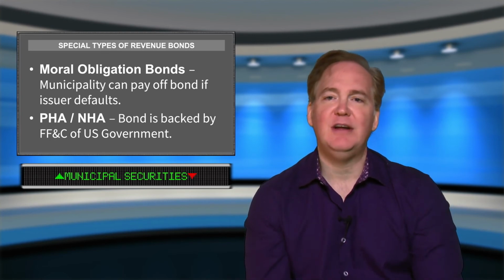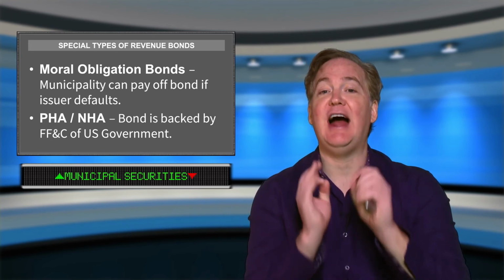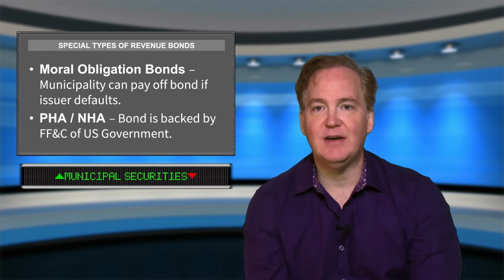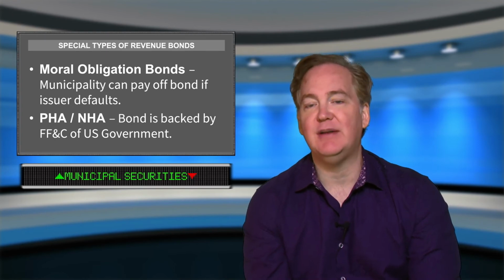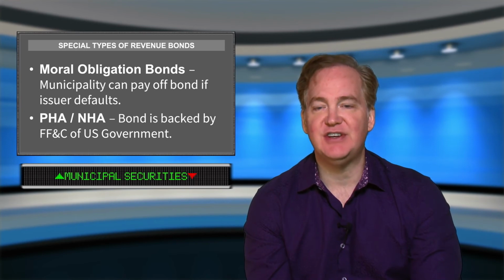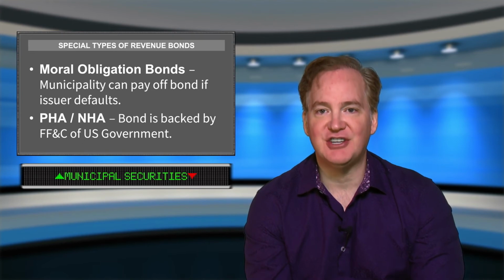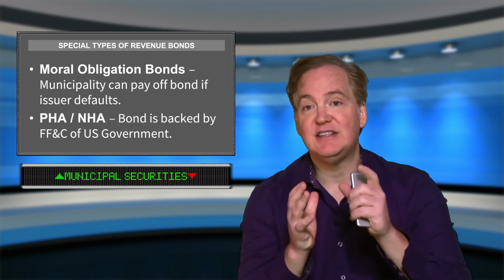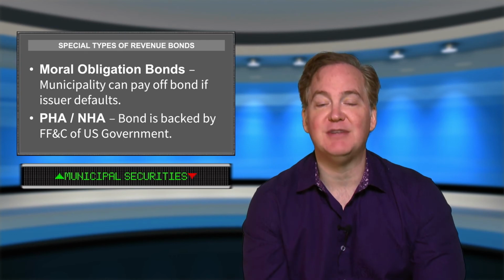A public housing authority, public housing administration, new housing authority, new housing administration. These are the absolute safest municipal bonds on the planet. This is low-income housing. The first line of debt service is the rental income generated by the rent payments. If the rent is not sufficient to support the bonds, the federal government picks up the check. So with PHA, NHA bonds, the rental income is the first line of debt service. If there's a shortfall, the federal government picks up the check.